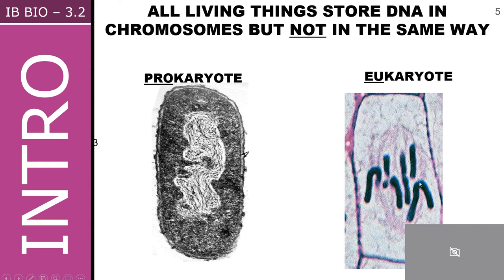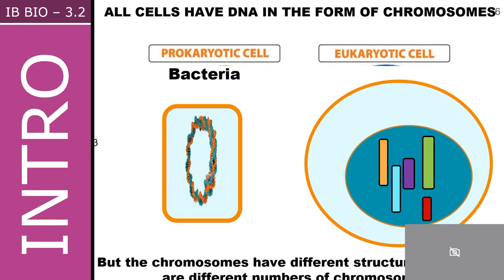And two, there seem to be multiple molecules over here. So let's go talk some more about the differences between prokaryotes and eukaryotes. Each of these has a chromosome. All living things have a chromosome, but they have different structures, right?